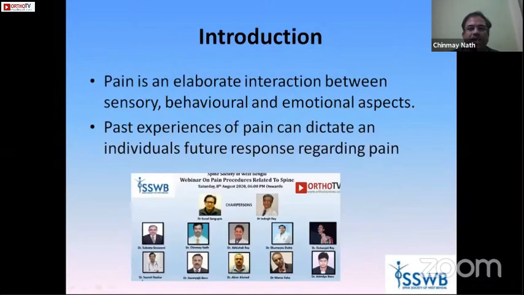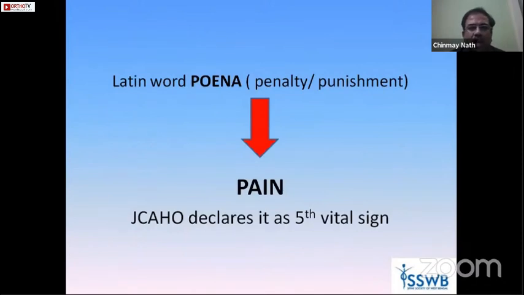So pain is an elaborate interaction between sensory, behavioral, and emotional aspects. And a unique thing is that past experience of pain can dictate an individual's future response regarding pain. That is very important. The word pain came from the Latin word poena, which means penalty or punishment. In the Middle Ages, it was called penalty.